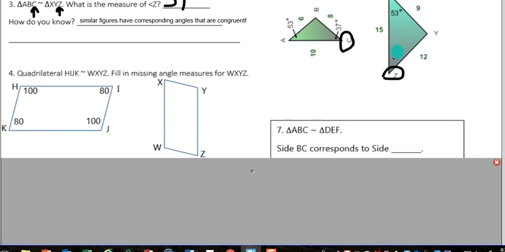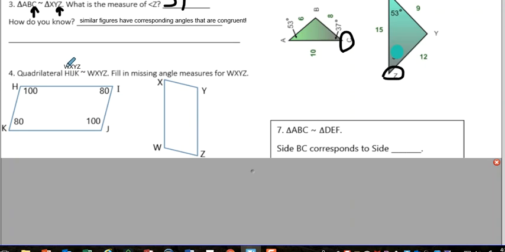So number 4 says quadrilateral HIJK is similar to WXYZ. Fill in the missing angle measures for WXYZ. So again, same thing. If we line up the letters HIJK, and then right on top WXYZ, those letters on top will match. So that means that whatever W is, H has to be the same. Whatever X is, I has to be the same. Whatever Y is, J has to be the same. Whatever Z is, K has to be the same.